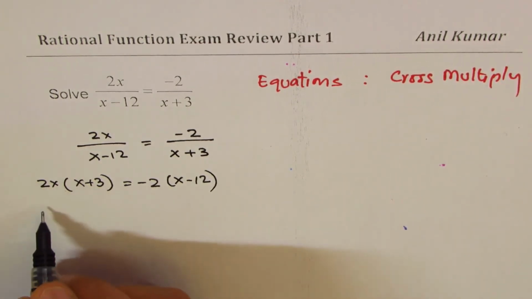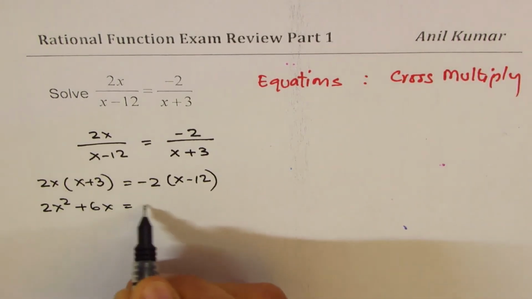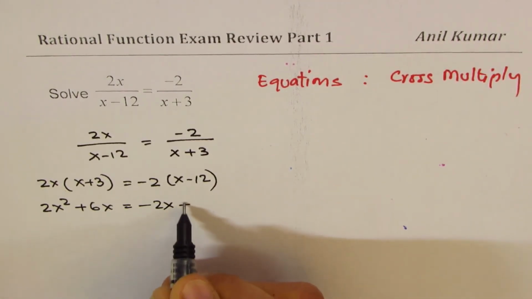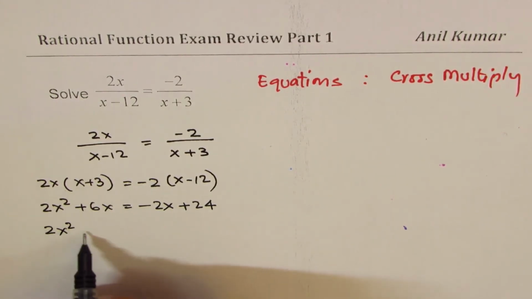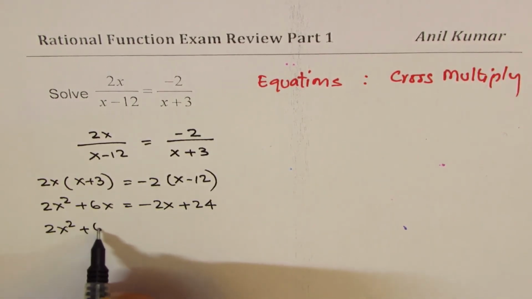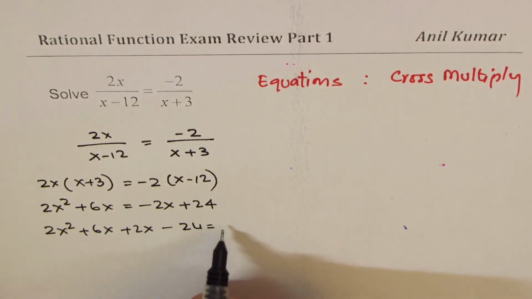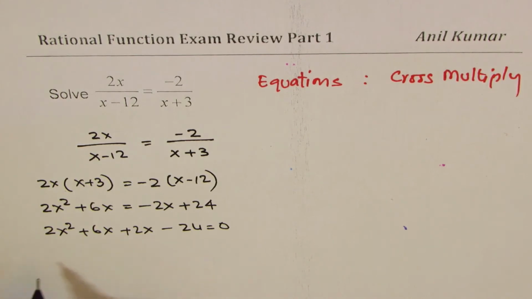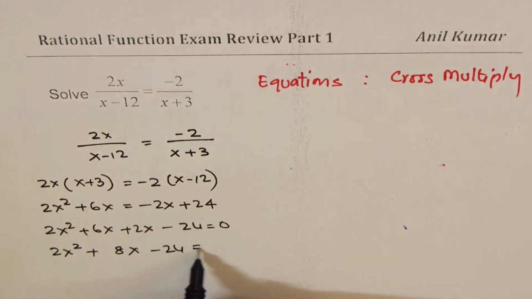So when you open the bracket, you get 2x squared plus 6x equals minus 2x plus 24. Bring all the terms together. So get 2x squared plus 6x, let me write, and plus 2x minus 24 equals 0. Combine the like terms. You get 2x squared plus 6 plus 2 is 8x minus 24 equals 0.